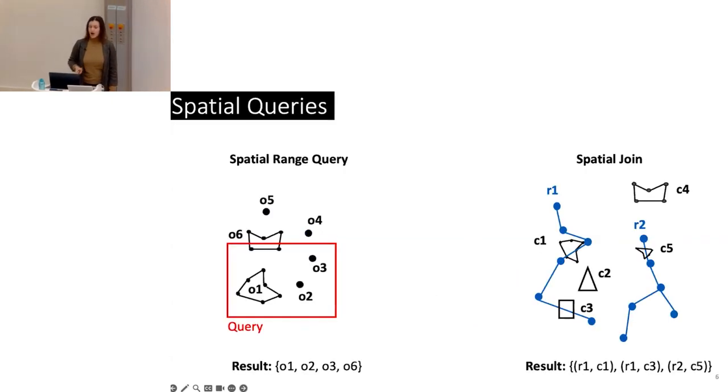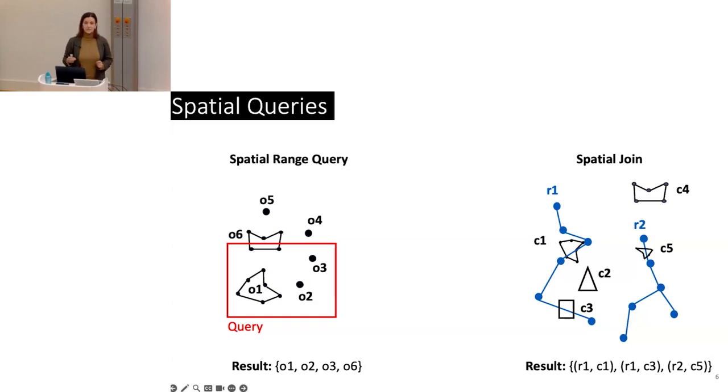You can see these two examples on the slide here. Now let's also talk about what a spatial query looks like. Here I show you the two most common and fundamental queries in spatial databases. The first one is a spatial range query.